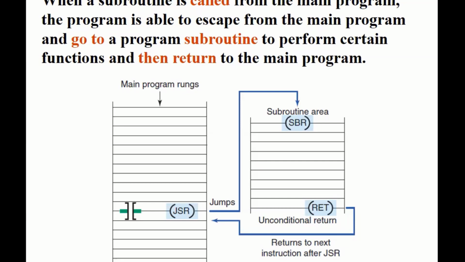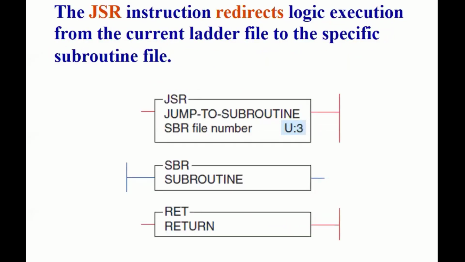This subroutine thing actually works in conjunction with the jump instruction. You can see that. Jump to subroutine instruction, and then it jumps, and then there is the unconditional return, which is going to bring the program back to where it actually jumped over to the subroutine. So that is the subroutine.